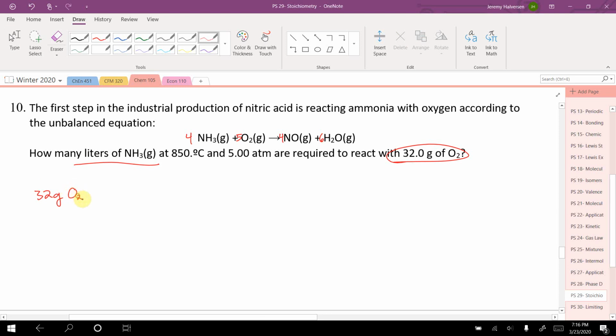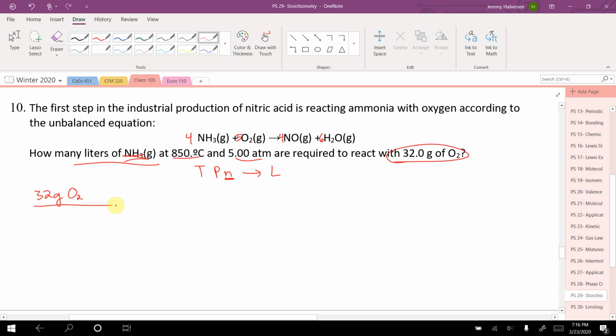All right, react with 32 grams of oxygen. We want to find liters of NH3. They give us a temperature and a pressure. If they give us a temperature and a pressure and they want liters, we need moles, and then we can get liters from the ideal gas law. Well, we can get moles of NH3 using stoichiometry and my 32 grams of oxygen.